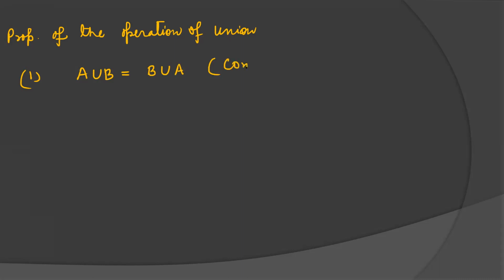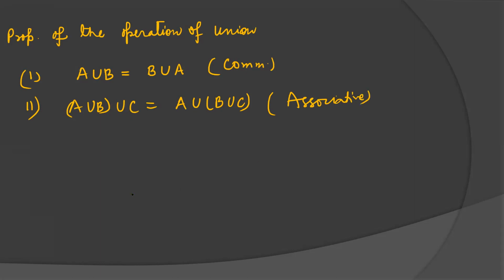Properties of the operation of union. First, it is commutative. A union B is equal to B union A. So it satisfies the commutative property. Second, A union (B union C) is equal to (A union B) union C. It means the associative property is also satisfied by the union operation.